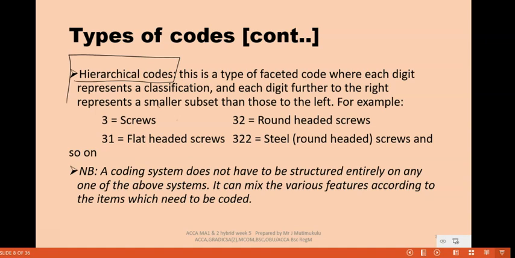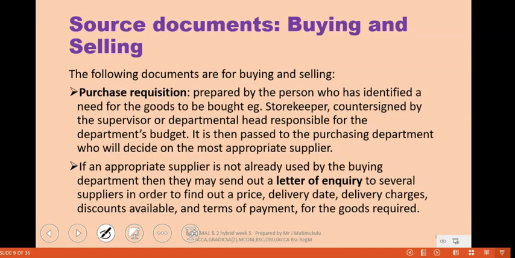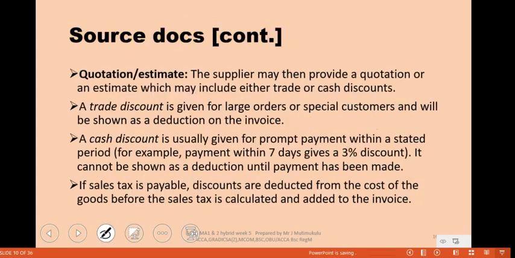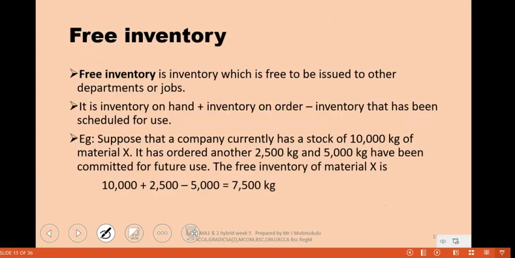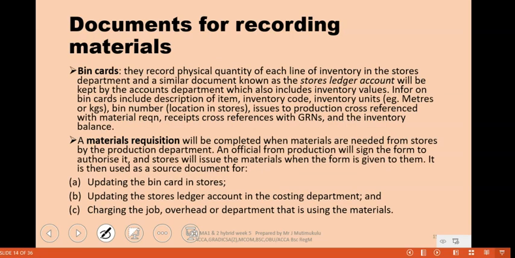As I've indicated, a hierarchical code is also a faceted code, but this type of faceted code makes use of figures as it is expanded. The further the expansion, the more information is being represented. Now, source document. This one is an issue where you can make use of the notes. Everything is elaborated in there.